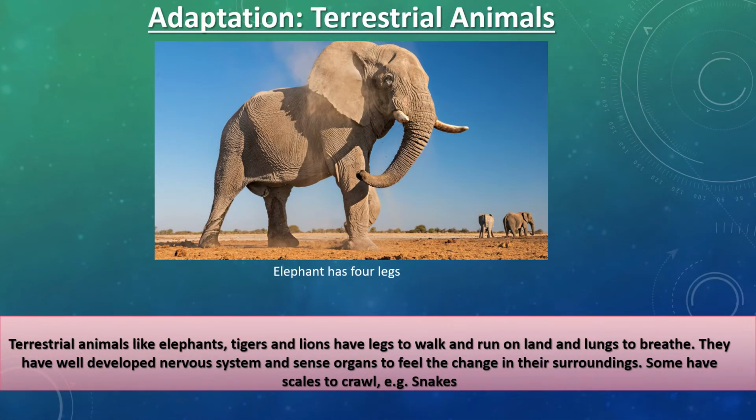Adaptation in terrestrial animals. Terrestrial animals like elephants, tigers, and lions have legs to walk and run on land and lungs to breathe. They have well-developed sense organs and nervous system to feel the change in their surroundings. Some have scales to crawl. For example, snakes.